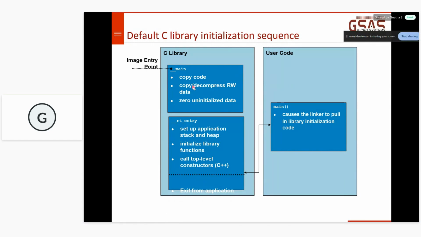This is not editable. This is not transparent to us. We cannot edit that. So where do we do this? In the scatter loader file. Then __main will call the RT entry.